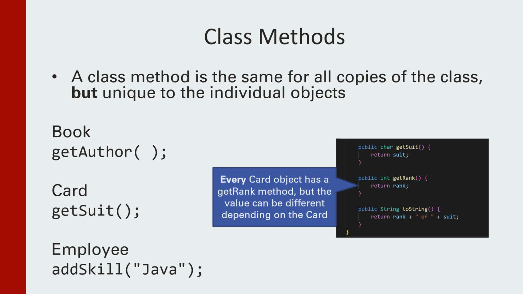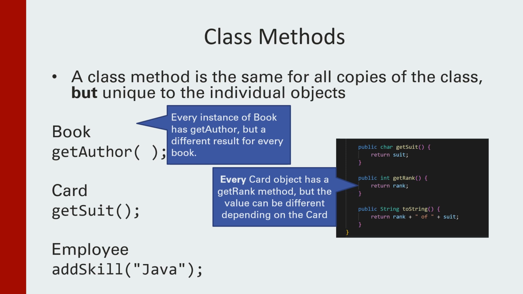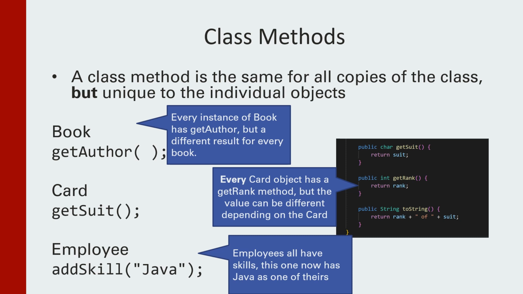And so every card object has a getRank method and a getSuit method, but the value can be different depending on the card. And similarly, every instance of book has an author, but it can have a different result for every book. And then employees all have some skills, and this particular employee now has Java as one of their skills.